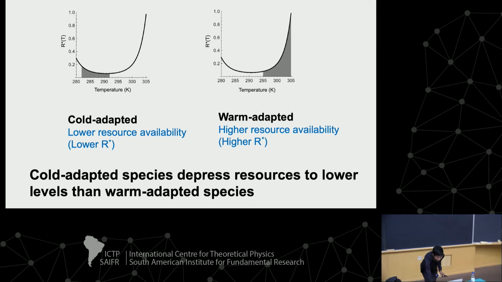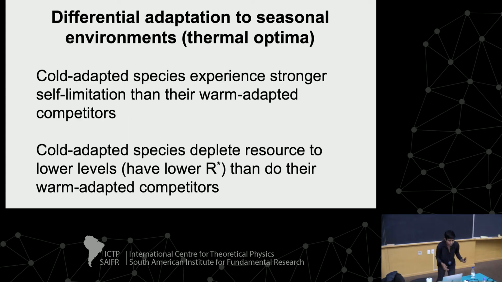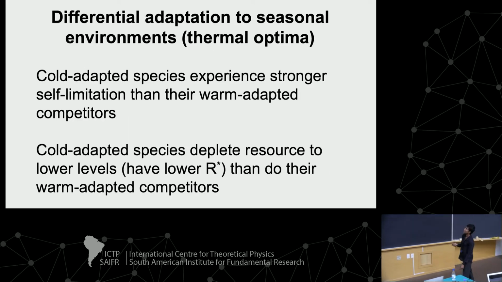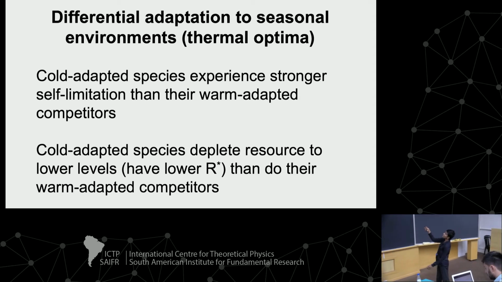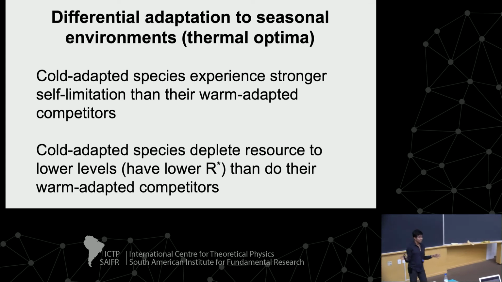Right. So let's look at those two things together. Cold adapted species experience stronger self-limitation than warm adapted competitors. Cold adapted species deplete resources to lower levels and therefore have lower time varying R stars than do their warm adapted competitors. We are getting somewhere with that storage effect idea. Okay? It's not there yet.